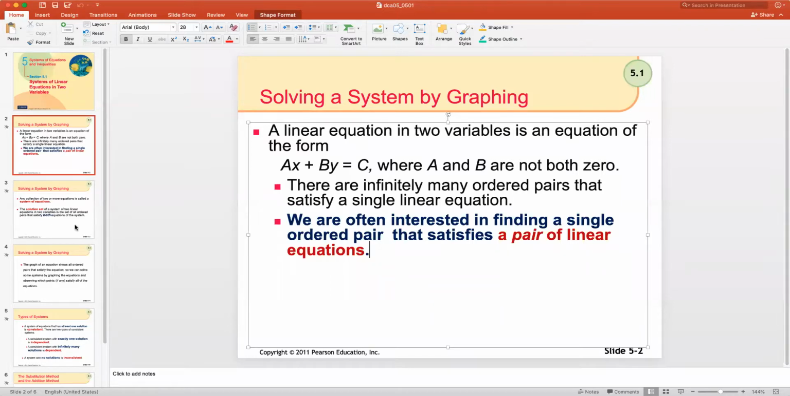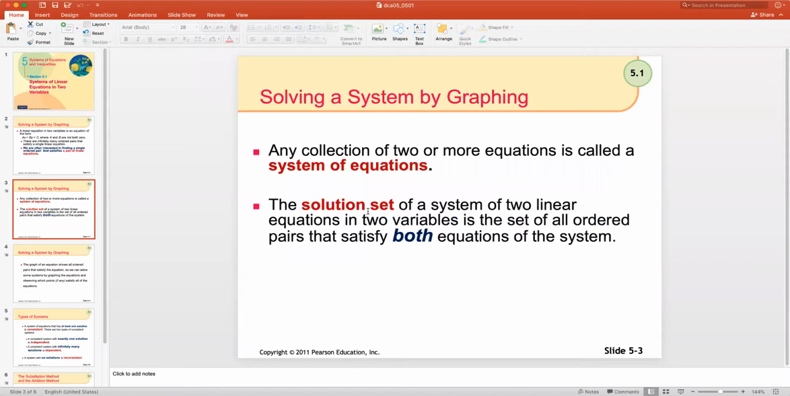Now, solving a system by graphing. Any collection of two or more equations is called a system of equations, as I told you. The solution set of a system of two linear equations in two variables is the set of ordered pairs that satisfy both equations of the system. So this is the goal. We want to find the solution set of a system of two linear equations satisfying both equations. Keep this in mind. Here's the objective.